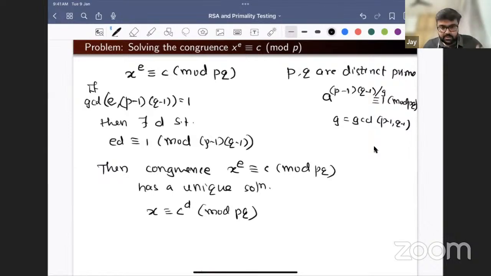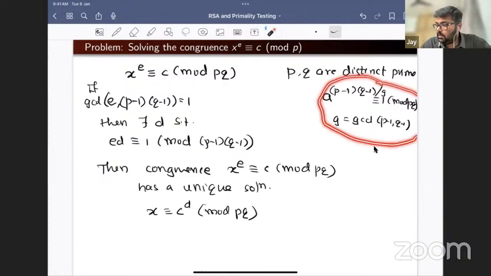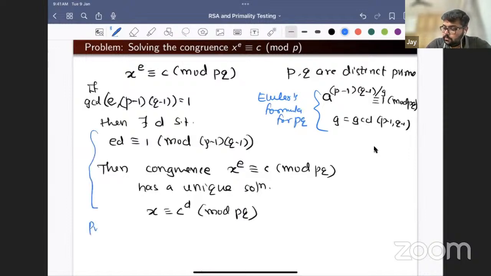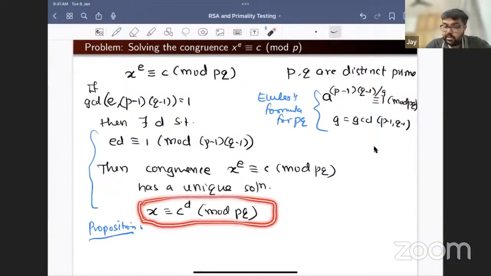Okay, so the first congruence we had just seen was modulo P, and now this is modulo PQ. And this does not use Fermat's theorem, it uses a generalization of Fermat's theorem. Of course, we know Euler's theorem, but this is called Euler's formula for PQ. So using Euler's formula for PQ, we can prove this. So this property is used in RSA. I'll tell you about RSA.